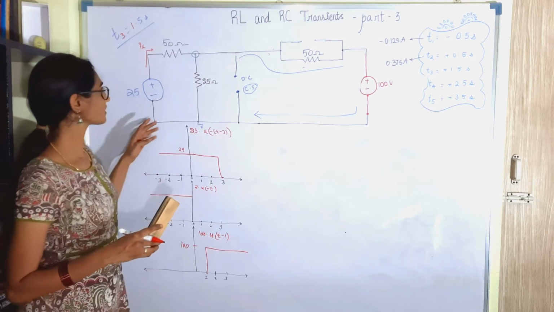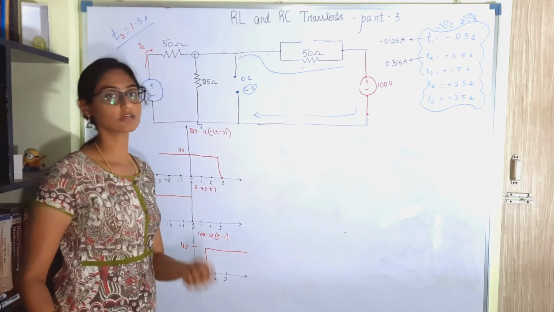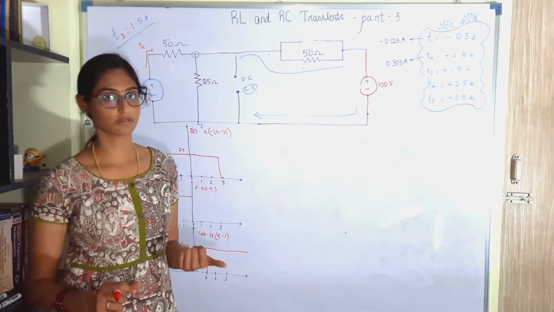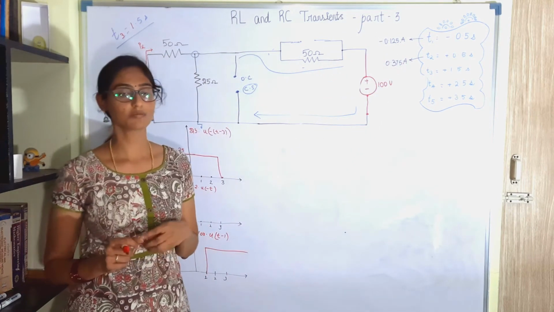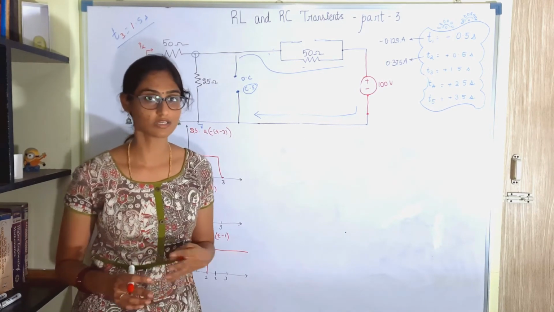By KCL we can find out the current that is entering each one of the nodes and the current that is leaving each one of the nodes. You can also use the superposition theorem like we did for the previous case. You can also apply superposition, but just to have a mixture of concepts in this problem, I am going to solve this by KCL.